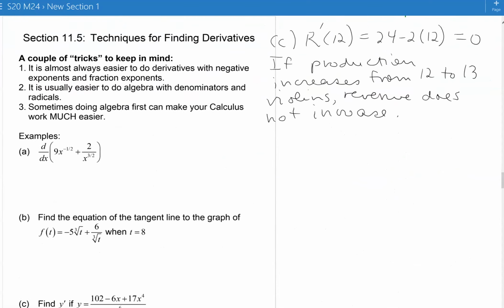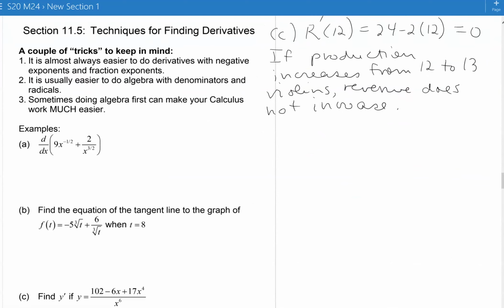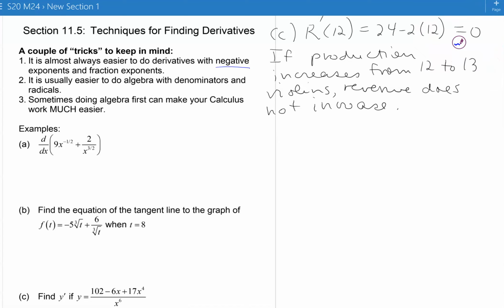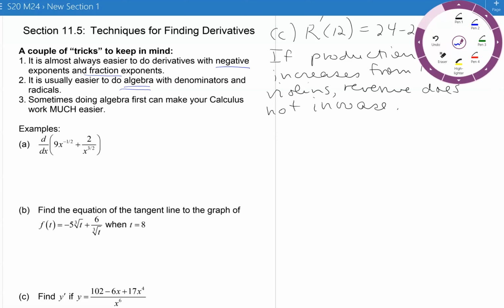Okay, so some tips to keep in mind when you're doing derivatives. It's almost always easier to do derivatives or any calculus with negative exponents and fraction exponents. It's usually easier to do algebra with denominators and radicals. And I'm going to demonstrate with an example that sometimes doing algebra first can make your calculus work a lot easier.